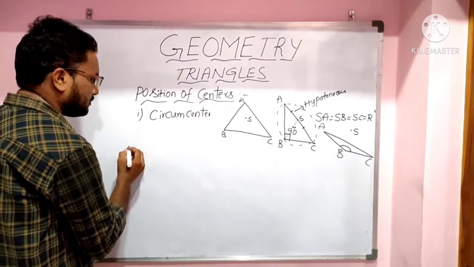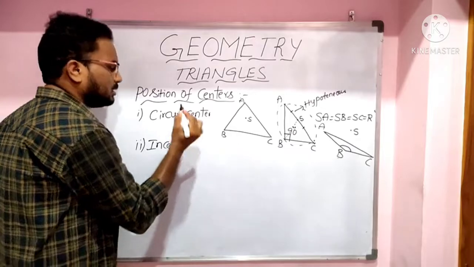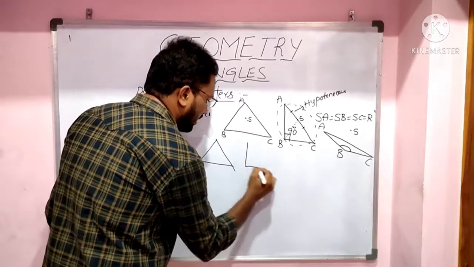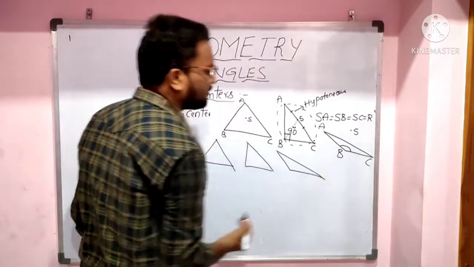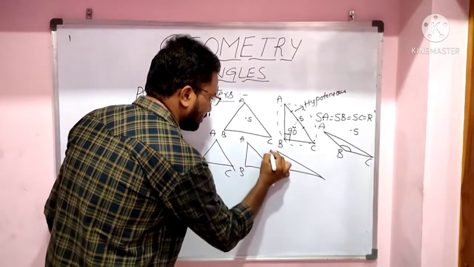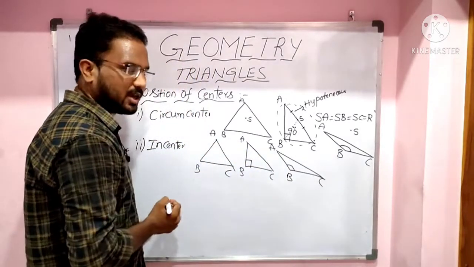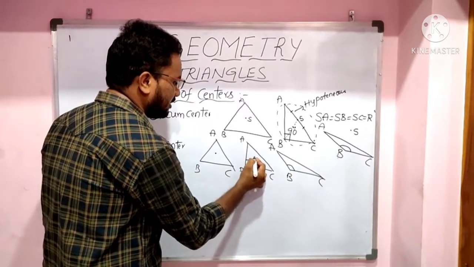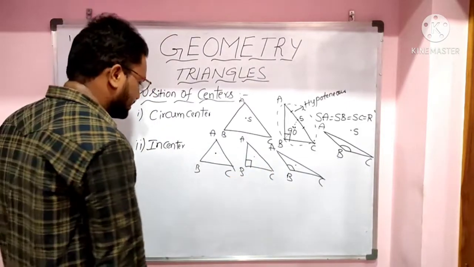Next one, the incenter. For any type of triangle, whether acute angle, right angle or obtuse angle triangle, ABC, this is an obtuse angle triangle, this is a right angle triangle, this is an acute angle triangle, the incenter always lies inside the triangle.